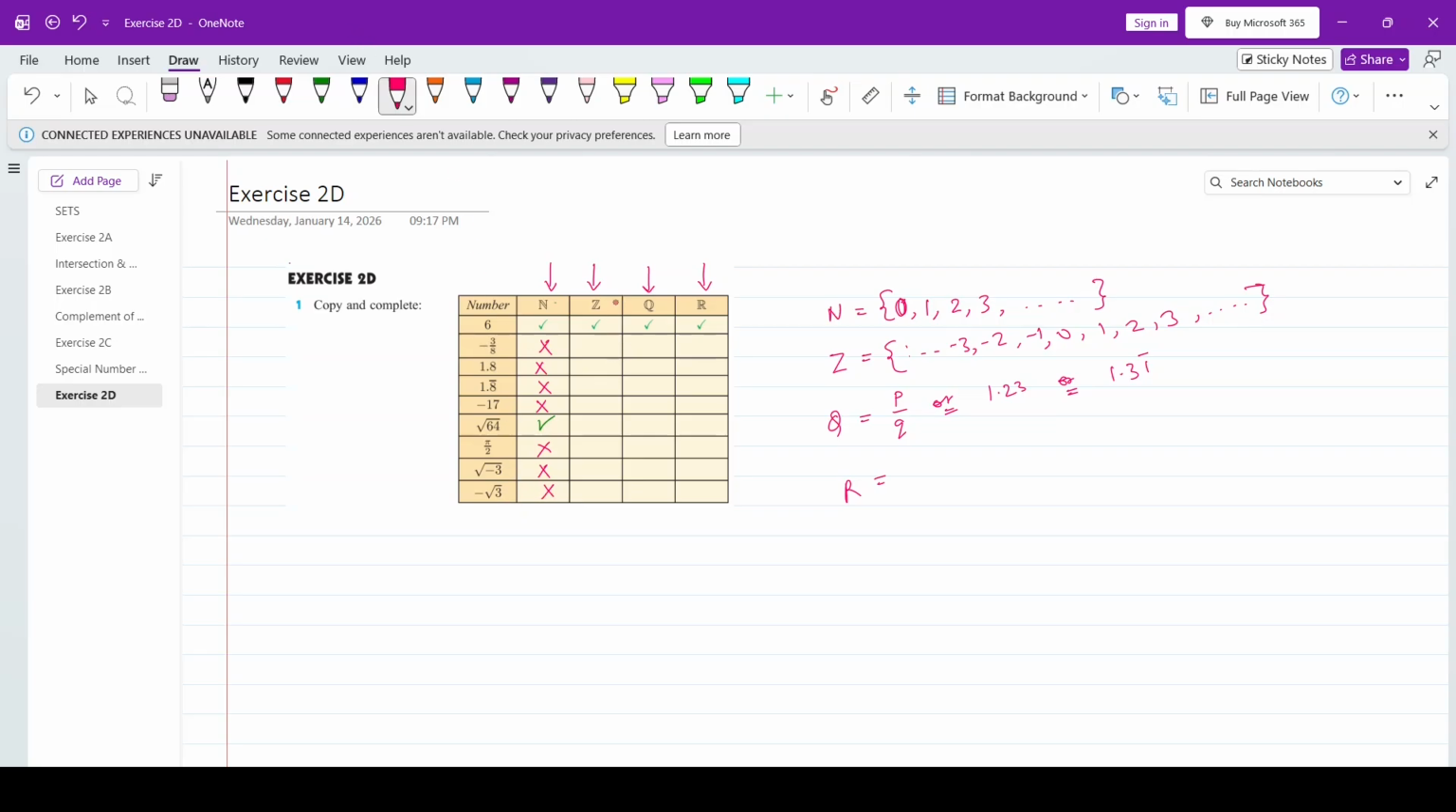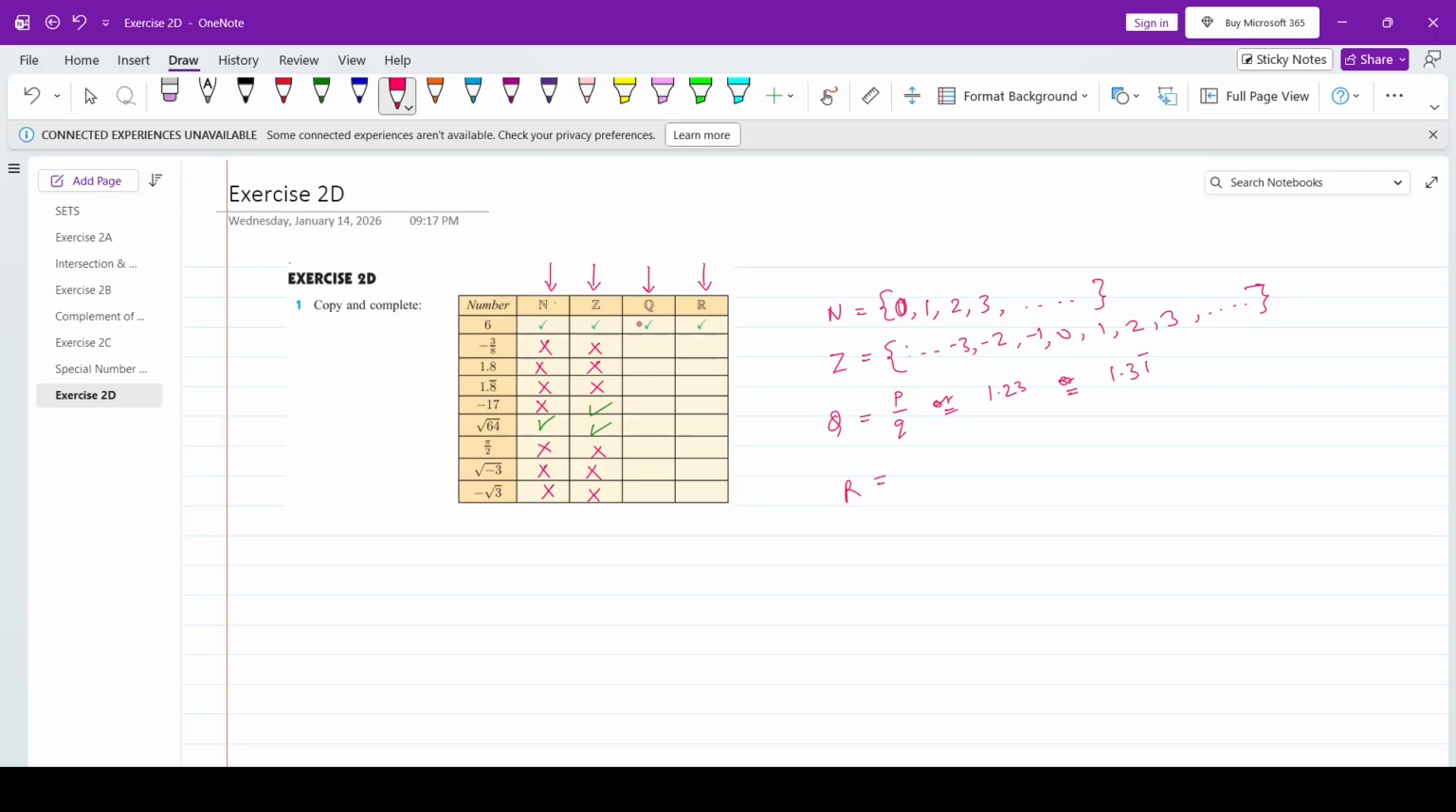Now going on to integers. We know negative 3 by 8 is not an integer. 1.8 is not an integer. 1.8 bar is not an integer. Negative 17, yes, this is an integer. Square root of 64, yes, this is an integer. Pi by 2 is not an integer. Square root of negative 3 is not an integer. Negative square root of 3 is not an integer.